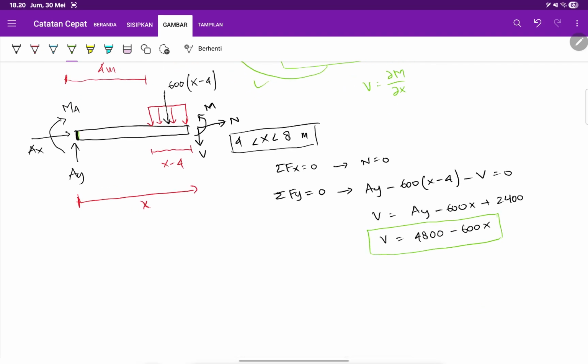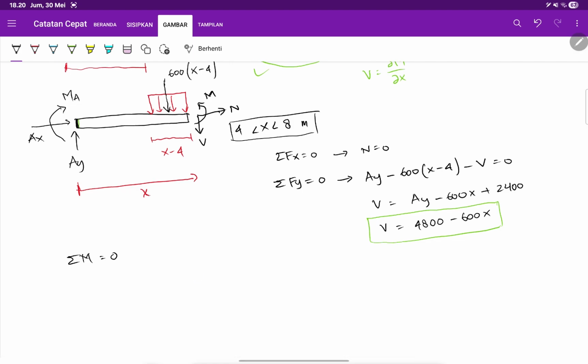Okay, now let's do sigma moment at the sectioning equals 0. The first moment MA is negative because it's clockwise. And then the second force that creates a moment is also negative: AY times the distance from AY to the sectioning point here, which is X, right?